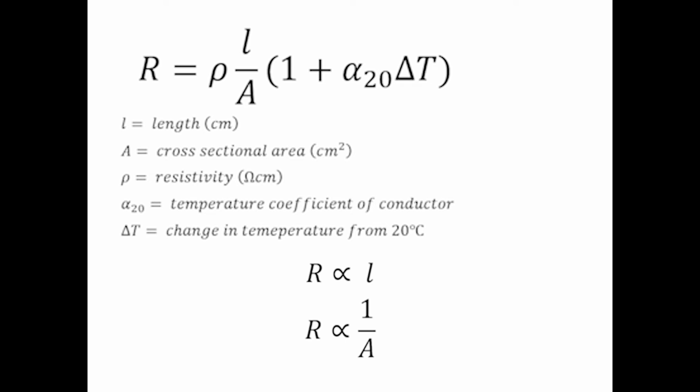There is also a linear proportional relationship between the resistance and length. This means that by increasing the length of a resistor, this also increases the resistance. The same applies by decreasing the cross-sectional area of the wire, which also increases the resistance.